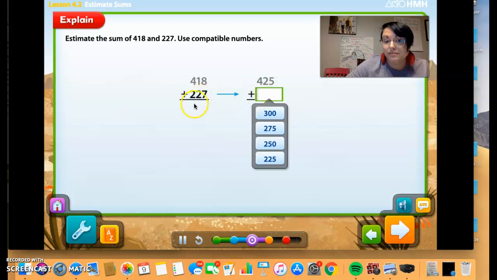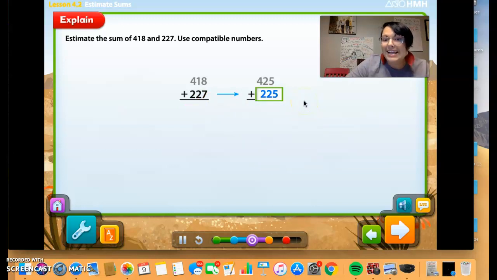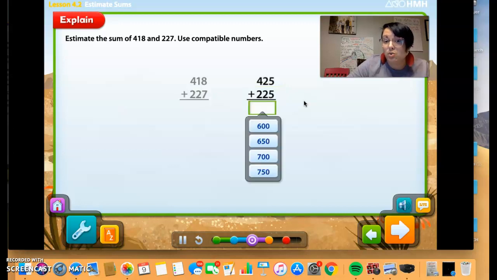Now, select a compatible number for 227. What we said was we're going to go down to 225 because that's the closest. You're right. Easy to add. 225 is a compatible number. It's close to 227 and is easy to add. Just like our 25s and our quarters.